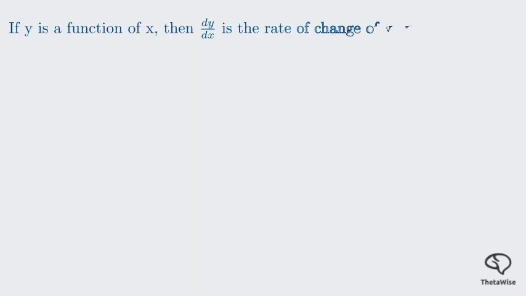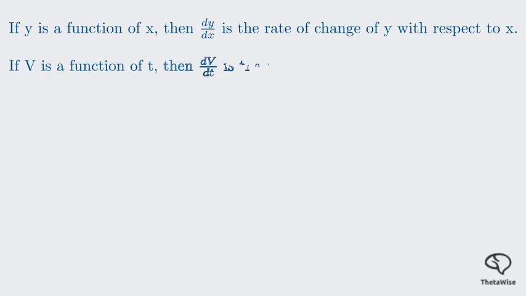What exactly are rates of change? We use differentiation to determine how quickly one variable is changing compared to another. For example, if we have a function y of x, the derivative dy/dx tells us the rate at which y changes for every unit change in x. But in real-world scenarios, things often change with time. If V is a function of time t, then dV/dt tells us the rate of change of the volume with respect to time.